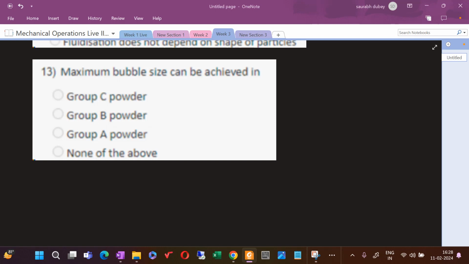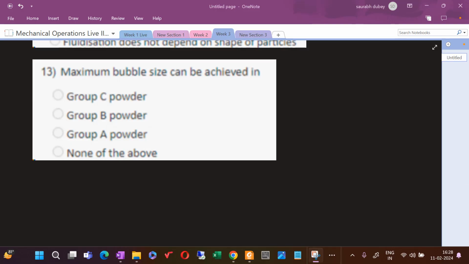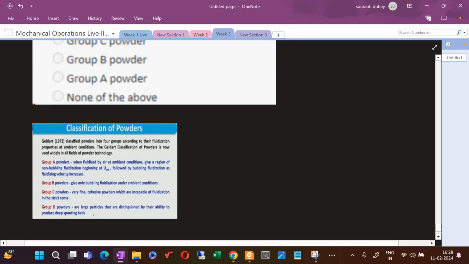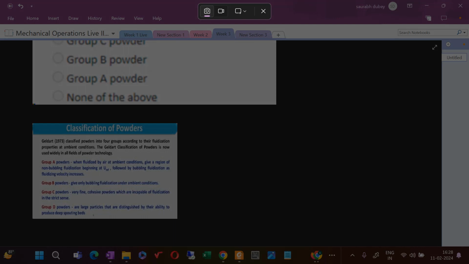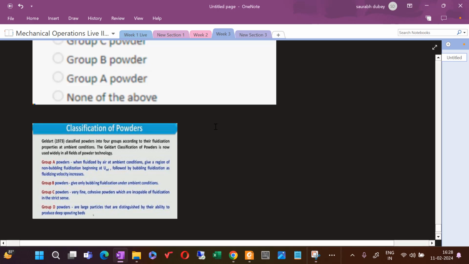I will be explaining the complete scenario of all the powders, and then this will be more clear to you. This is the explanation about the different powders that you got to know. This was the last lecture of the week, and Geldart's classification of the powders is also something that has to be taken care of.